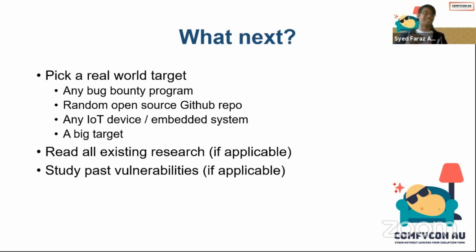And once you get to that stage, you want to pick reports that are less detailed, right? So they just say, for example, they give you a proof of concept that causes a crash. That's it.